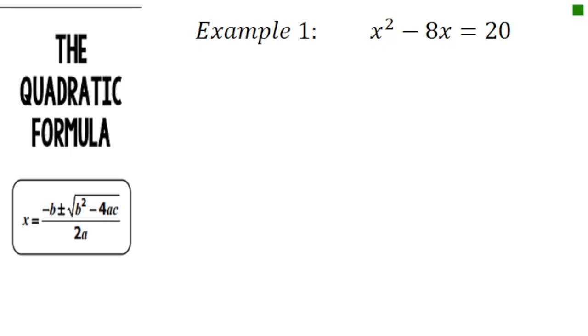The rest of the slides are simply going to be examples. Here's example 1. Remember that the first step is to set this equal to 0. This is not equal to 0, so I must subtract 20 from both sides. That gives me 0 on the other side. Negative 20, you cannot add to anything, so we just rewrite it as x squared minus 8x minus 20. And there we go.